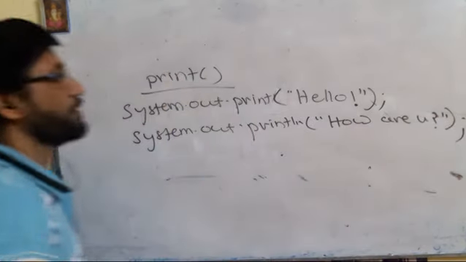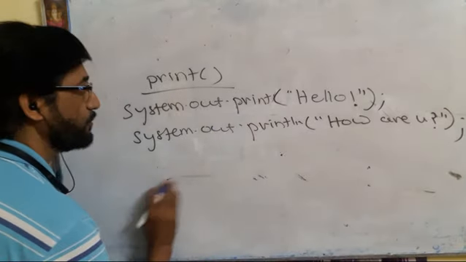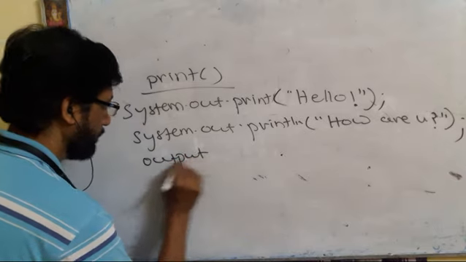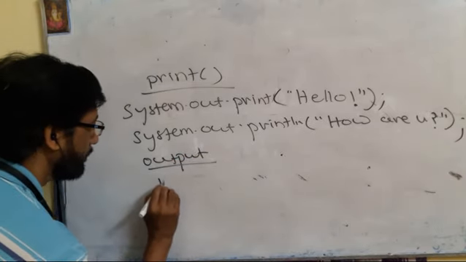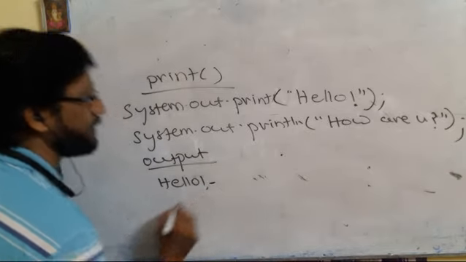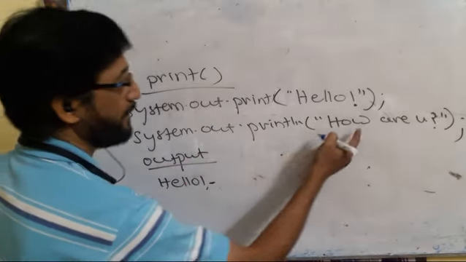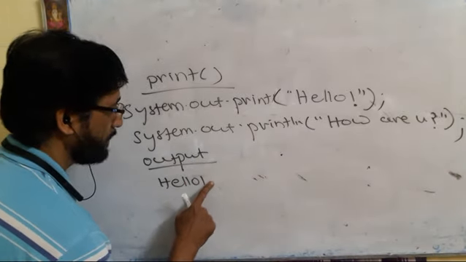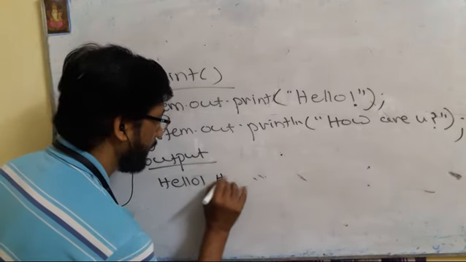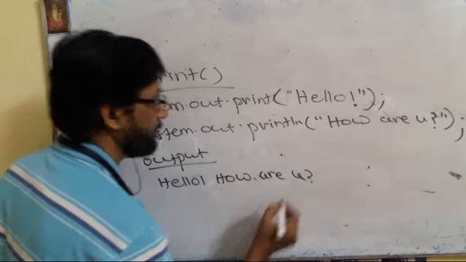Suppose these are the two statements. Then what is the result? The print method will print hello, so it will print hello as output. Then the cursor will be detained in the same line. Then when you come to the next line, System.out.println how are you? So hello, then beside it, because the cursor is detained in the same line, it will print how are you in the same line.